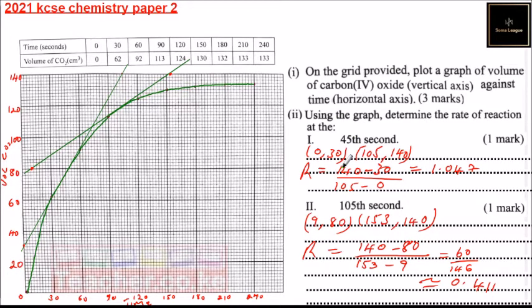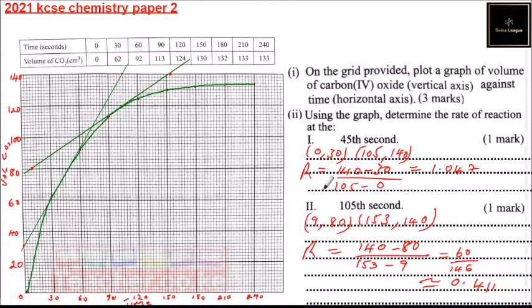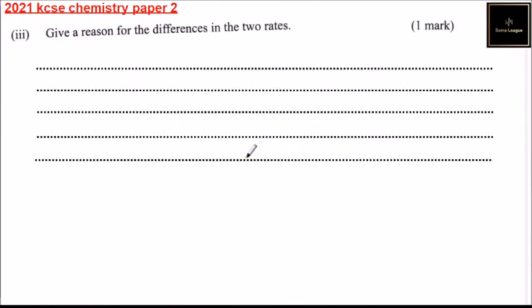So let's go to the next part. Part 3, give a reason for the difference in the two rates. So from our calculation in the previous part, you can see that the rate of reaction is higher at 45 seconds than at 105 seconds, because this is 1.047 and this is 0.411. So the reason is that the reactants are low at 105. So you can answer this like this.